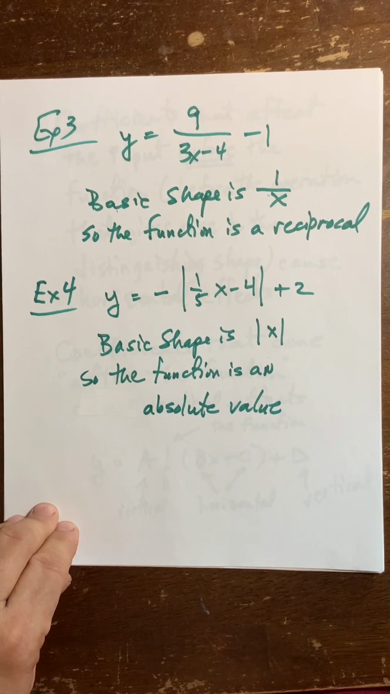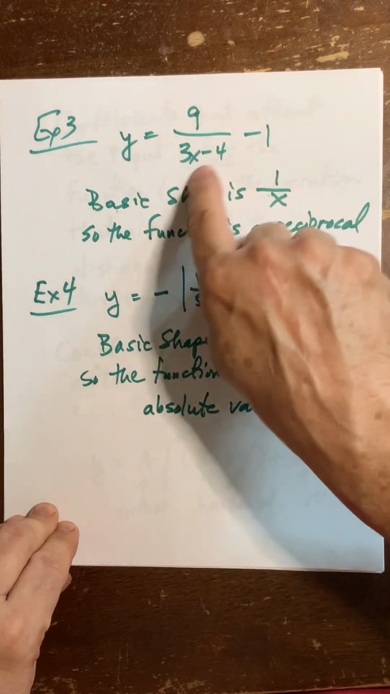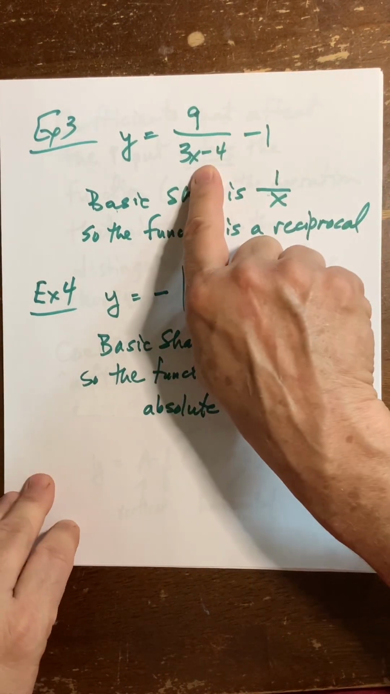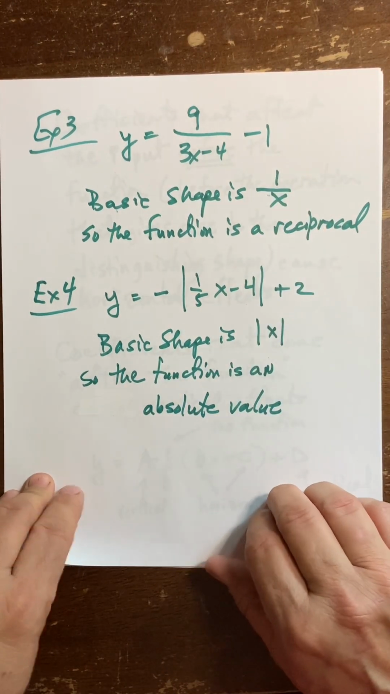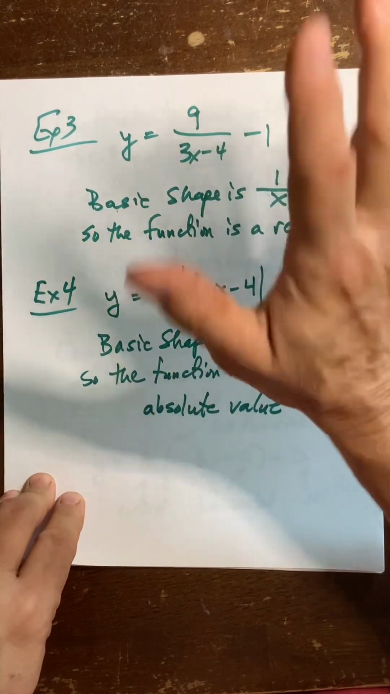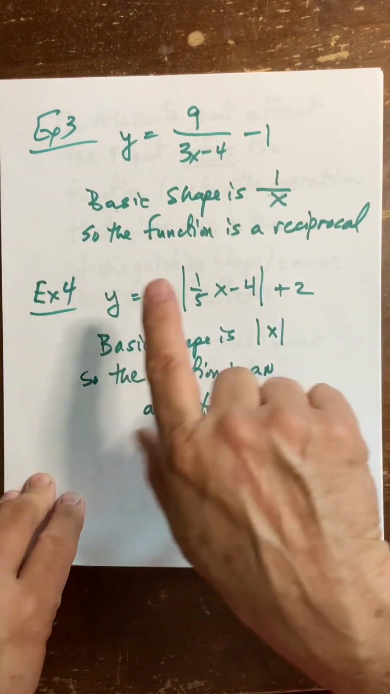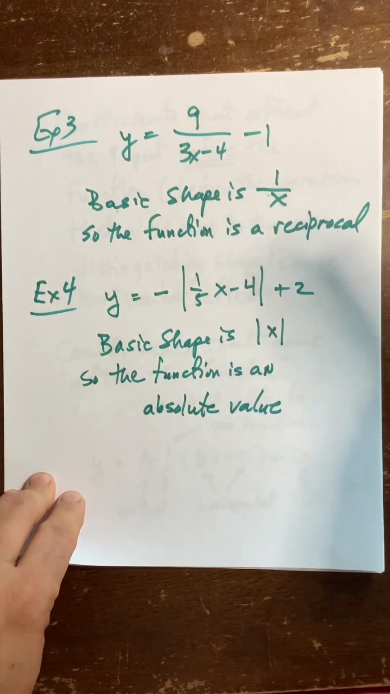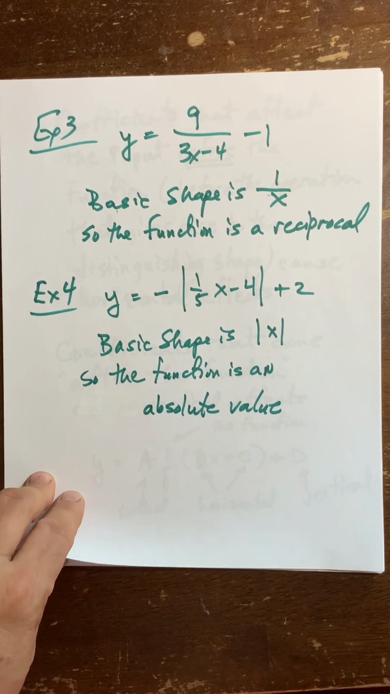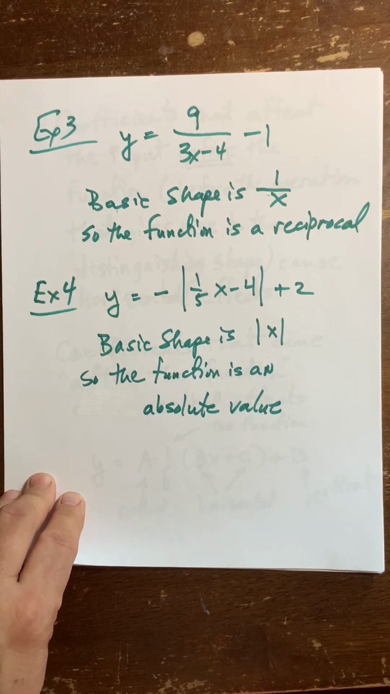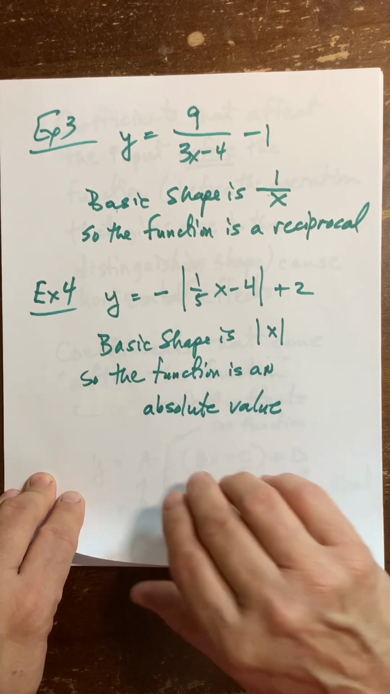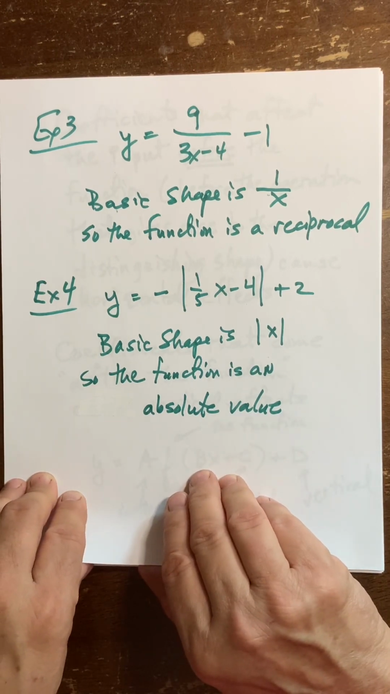In example 3, here you have a reciprocal function because the x is in the denominator. So the basic shape is 1 over x. And I'll show this later, where you could write the 9 outside. But anyway, anything before the reciprocal process is inside the function. That would cause a horizontal effect. Everything that's after the reciprocal process is outside the function and causes a vertical effect.